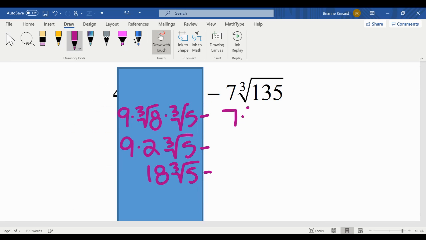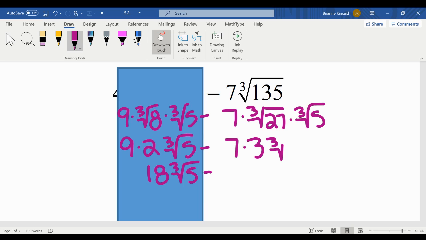The biggest perfect cube that goes into 135 is 27, and it's 27 times 5. That gets us 135. The cube root of 27 is 3, so we have 7 times 3 times the cube root of 5. 7 times 3 is going to give us 21, so 21 cube root of 5.